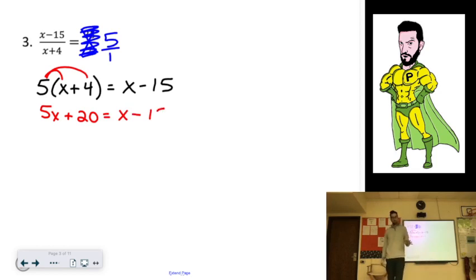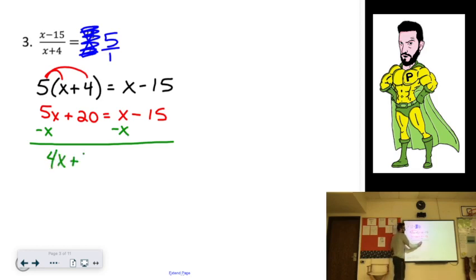Gotta get the x's together. So you can get rid of the 5x by subtracting it. Or what we're gonna do is get rid of the x. It's positive x, so we're gonna subtract an x from both sides. 5x minus x is 4x plus 20 equals negative 15. Gee whiz, how are we going to get rid of plus 20? Probably by subtracting it.